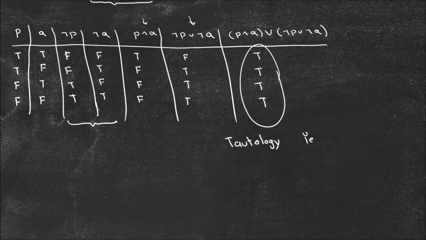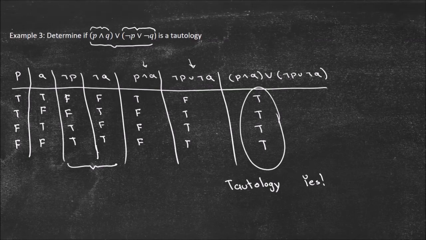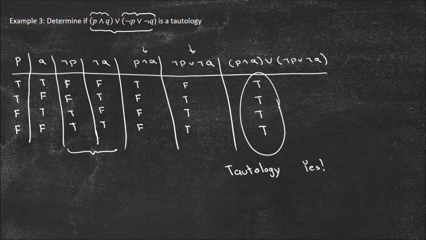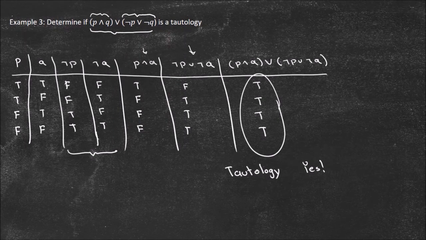So yes, it is, because in all situations, no matter what P and Q are, this statement is going to be true. And it makes sense with the logic that we were talking about earlier. And I recommend you do that when you see a proof. Just understand what you're actually proving instead of just jumping into the math behind it. So hopefully now you understand what truth tables are actually used for.